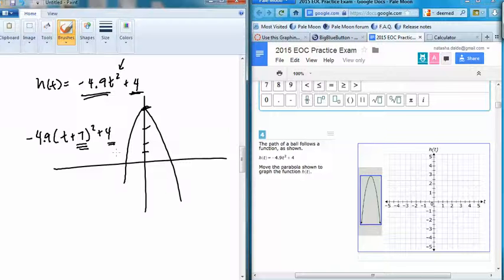If it's positive 4, it would move it up 4. If it's negative 4, it would move it down 4. But moving it right and left, that goes kind of backwards a little bit. This should be a review for you guys, and hopefully this is. Let me graph this for you and show you that I'm right.